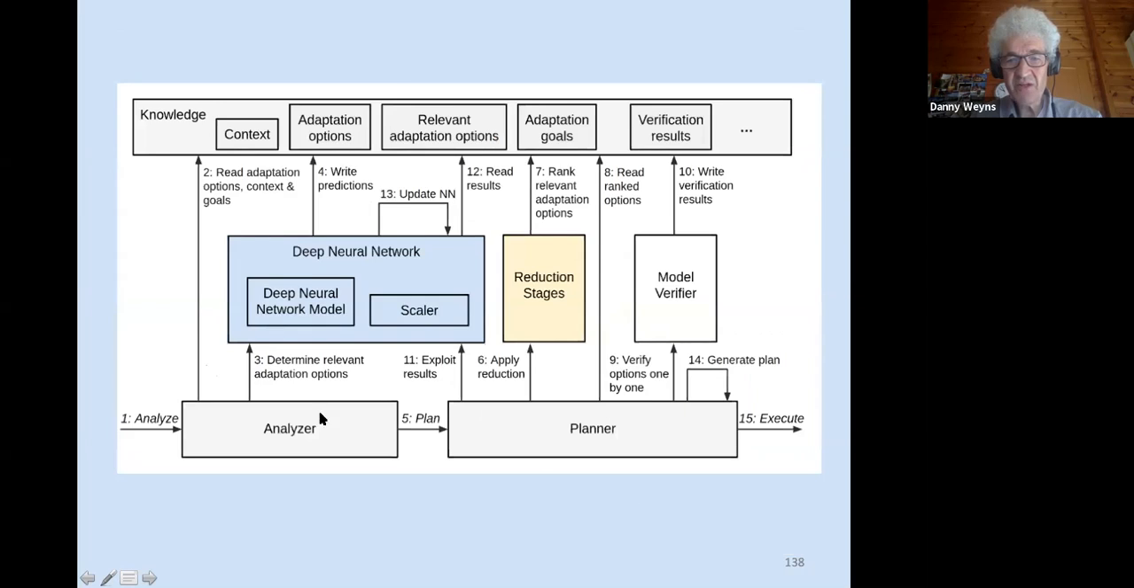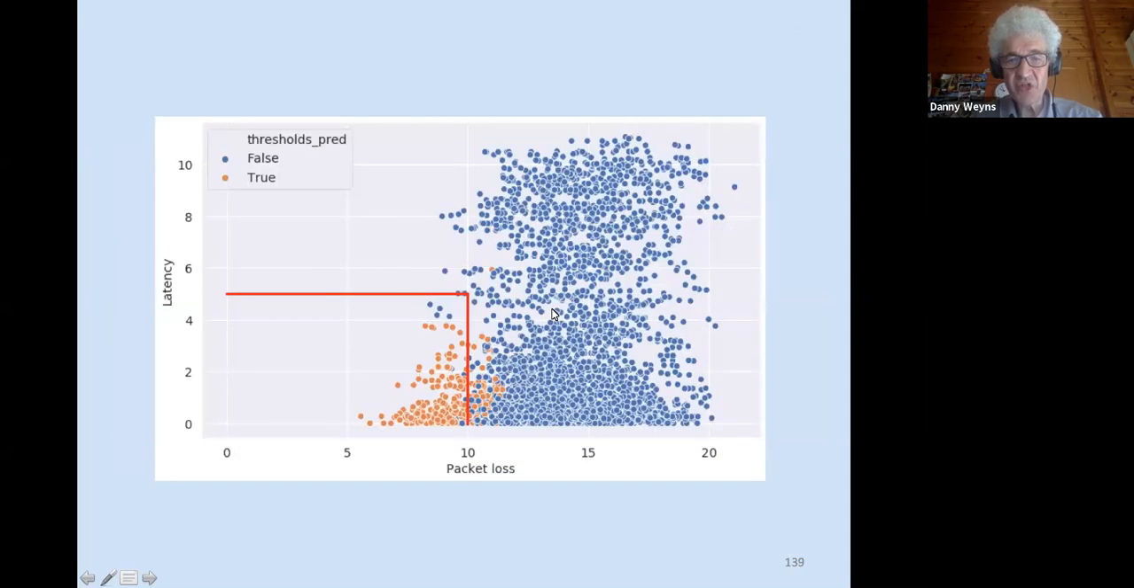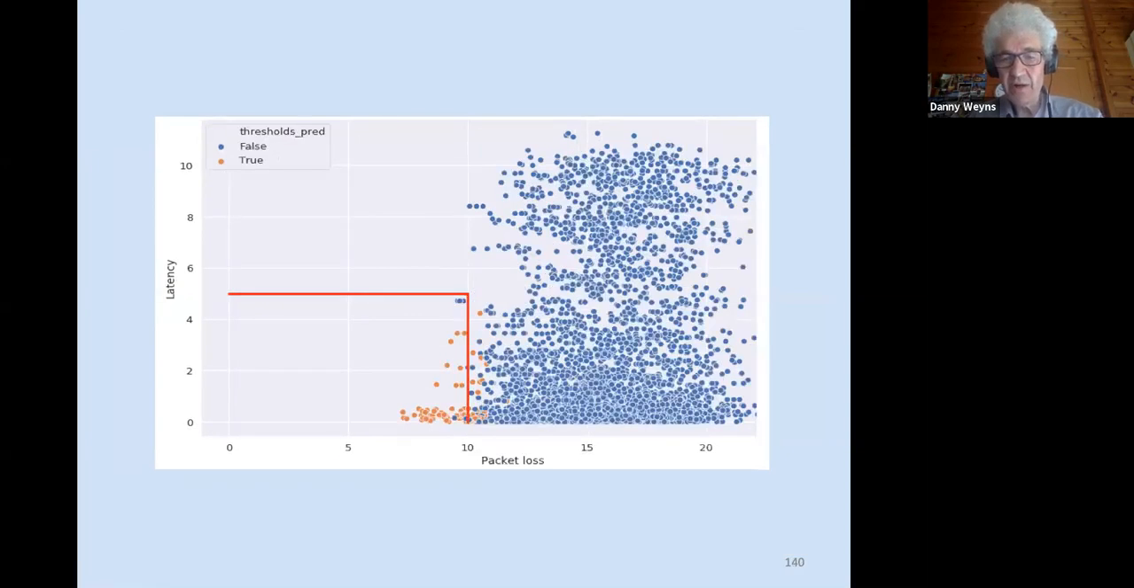Then you need to integrate this, of course, in your MAPE loop. You see here in our case that the analyzer and the planner are the entities that exploit the deep neural network and do the reduction. Here you see some results from a particular point in time. The learner has predicted all the orange dots here, and it does a pretty good job. A little bit later, you see the whole space has moved to the left, but still the learner is able to keep good track of the changing conditions.